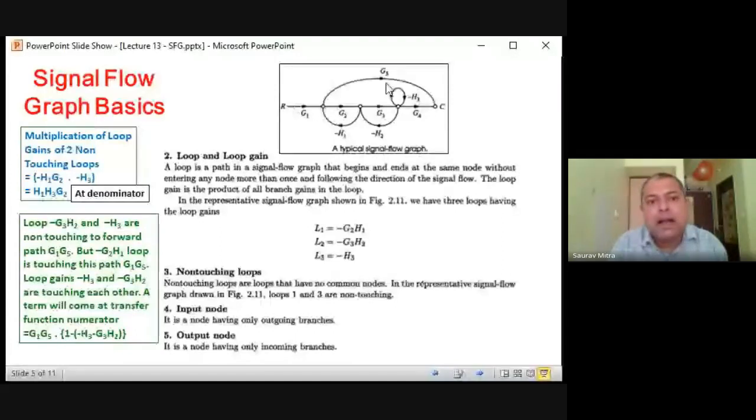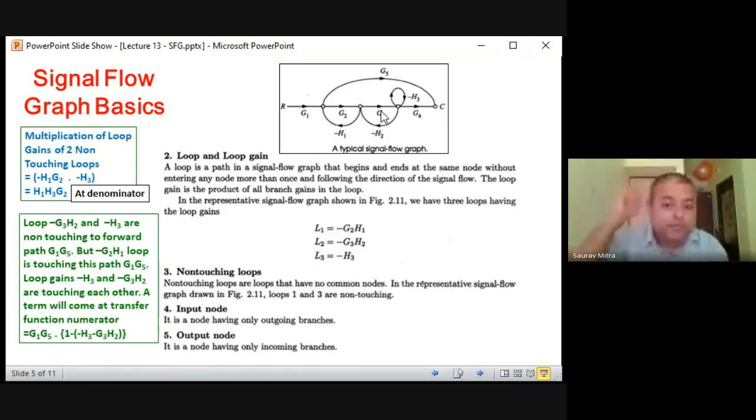But you are finding that this G1, G5 is not touching this H3 loop and this minus G3, H2 loop. Okay, what I said, this forward path G1, G2, G3, G4 is touching all the loops. Hence no problem. But you are finding that some forward path is not touching some loop. Okay, so this G1, G5 is not touching this minus H3 loop. This G1, G5 is not touching this minus G3, H2 loop. So hence there will come a term.